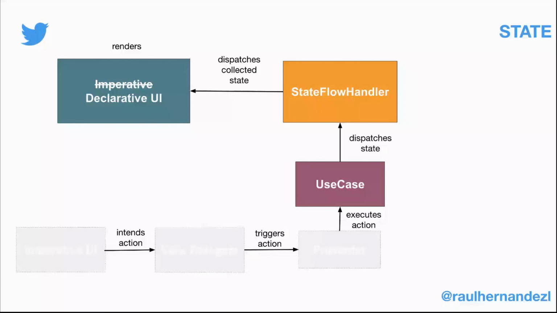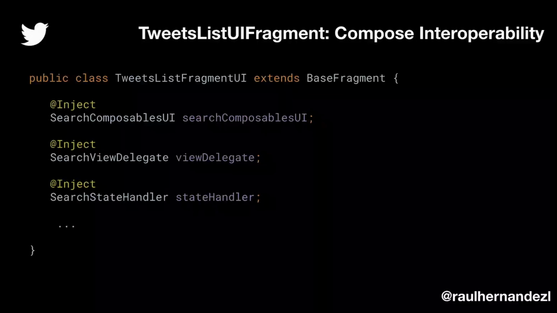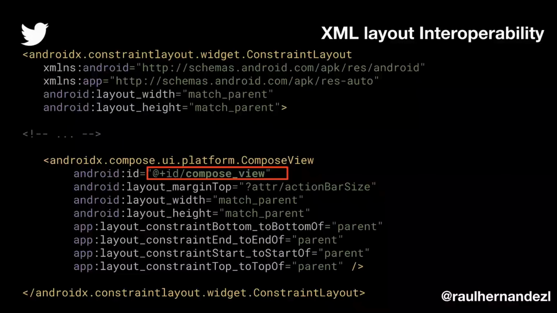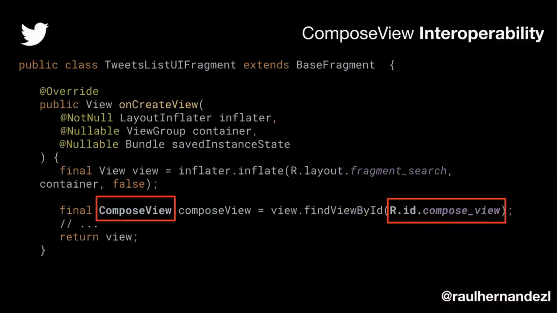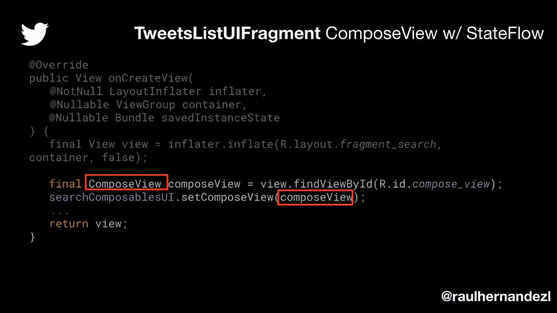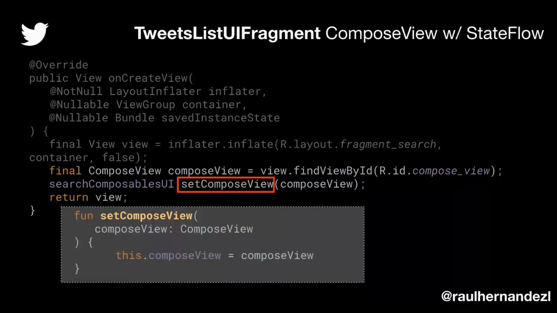So that means that I created a new entity called search composable UI. I pass the delegate, I pass the state handler, and then I'm going to use this layout for interoperability purposes. So with the compose view that is provided by compose, I can start using it by this particular ID. For instance, I can just find this view by ID by getting the compose view, and then I can pass this to my entity.